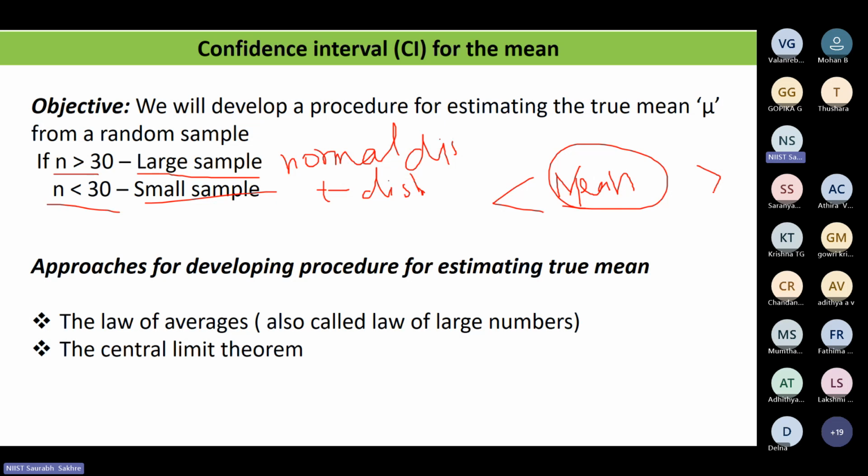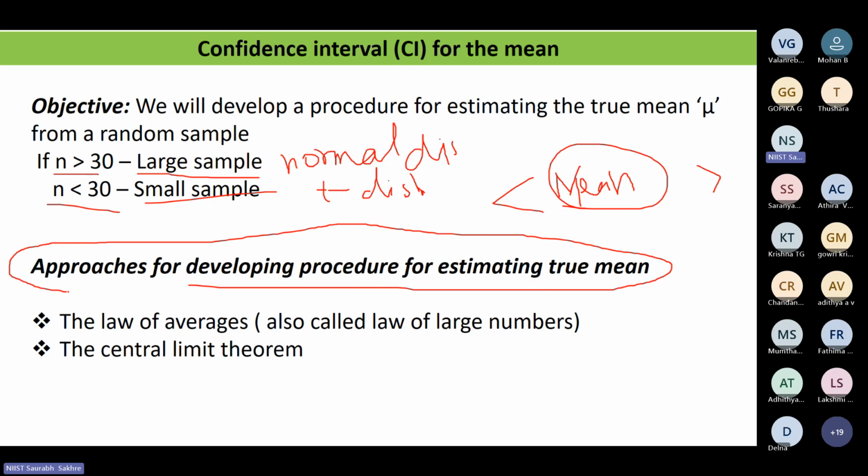So what we will develop now is confidence interval for mean. But while developing confidence interval for mean, we need to see the number of samples. So if it is greater than 30, it is a large sample. If it is less than 30, it is a small sample. Now, there are two approaches by which we can develop a procedure for estimation of true mean.